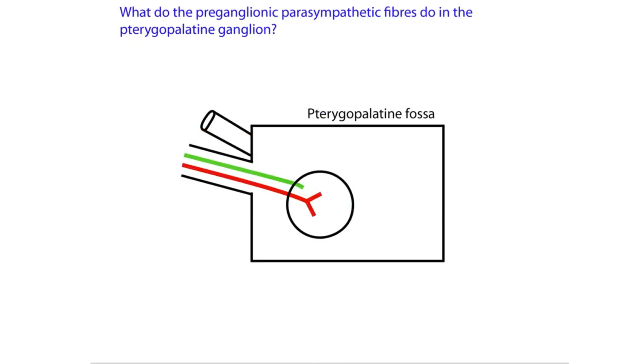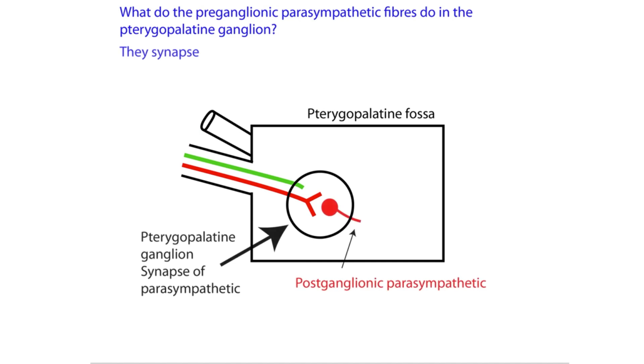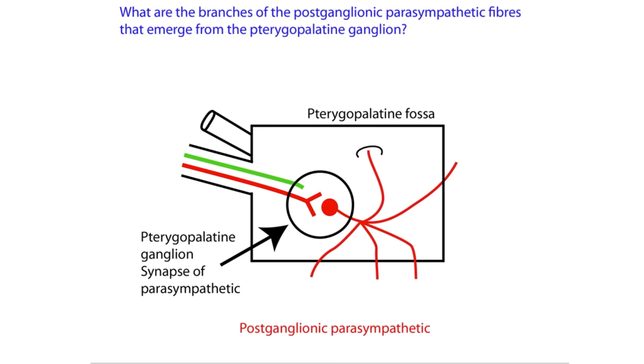The nerve of the pterygoid canal consists of both the parasympathetics and also the sympathetics that we've just mentioned. We can ask ourselves what happens to these preganglionic parasympathetic fibres when they reach the pterygopalatine ganglion. And the answer is that they synapse here and become postganglionic fibres. So actually, what are the branches of the postganglionic parasympathetic fibres that emerge from the pterygopalatine ganglion?